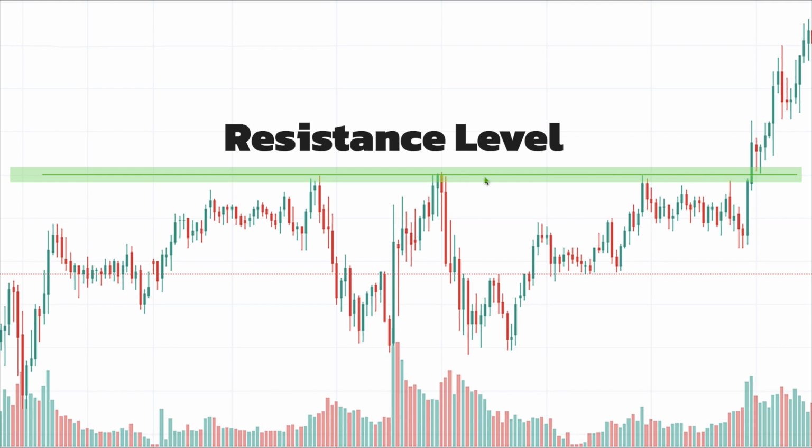If you're not familiar with the concepts of support and resistance levels, I have a complete guide on how to identify these levels, the link also in the description of this video, and I recommend you to watch it first if you know nothing about support and resistance levels, because to continue with breakouts it's necessary to be familiar with the concept of support and resistance levels.